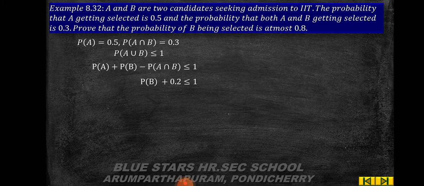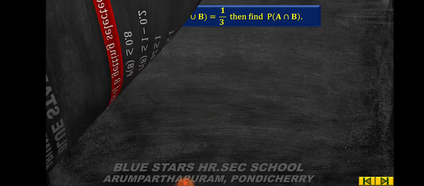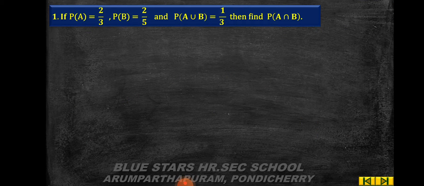So if you subtract 0.5 minus 0.3, you get 0.2. So P(B) is less than or equal to 1 minus 0.2. P(B) is less than or equal to 0.8. Therefore, the probability of B getting selected is at most 0.8. Hence, we proved. So that's all. The worked example problems are over.